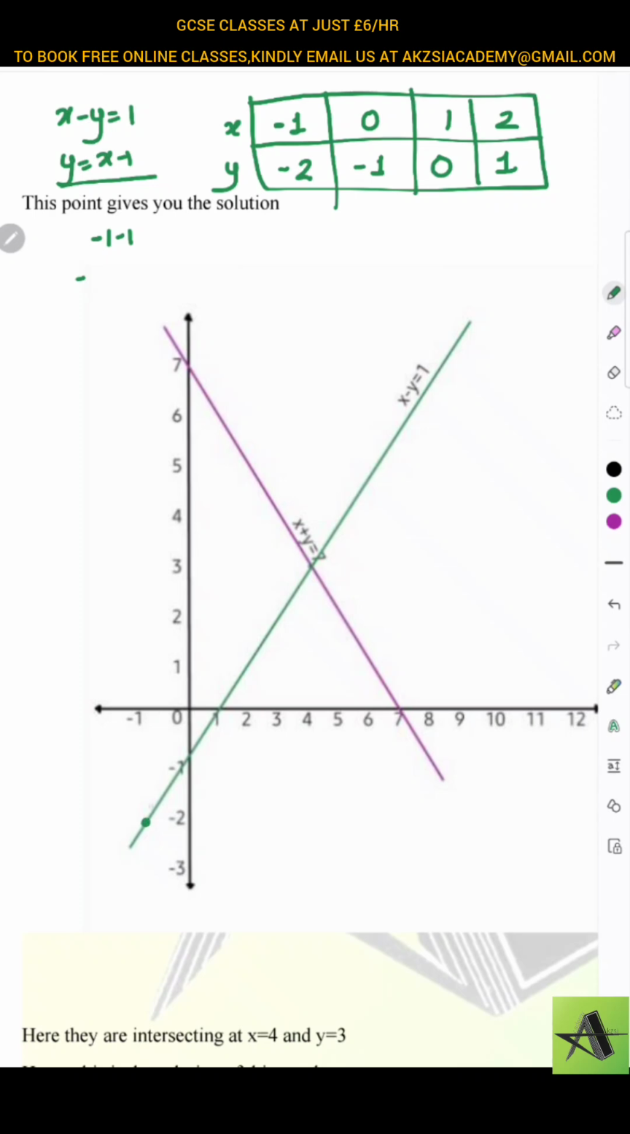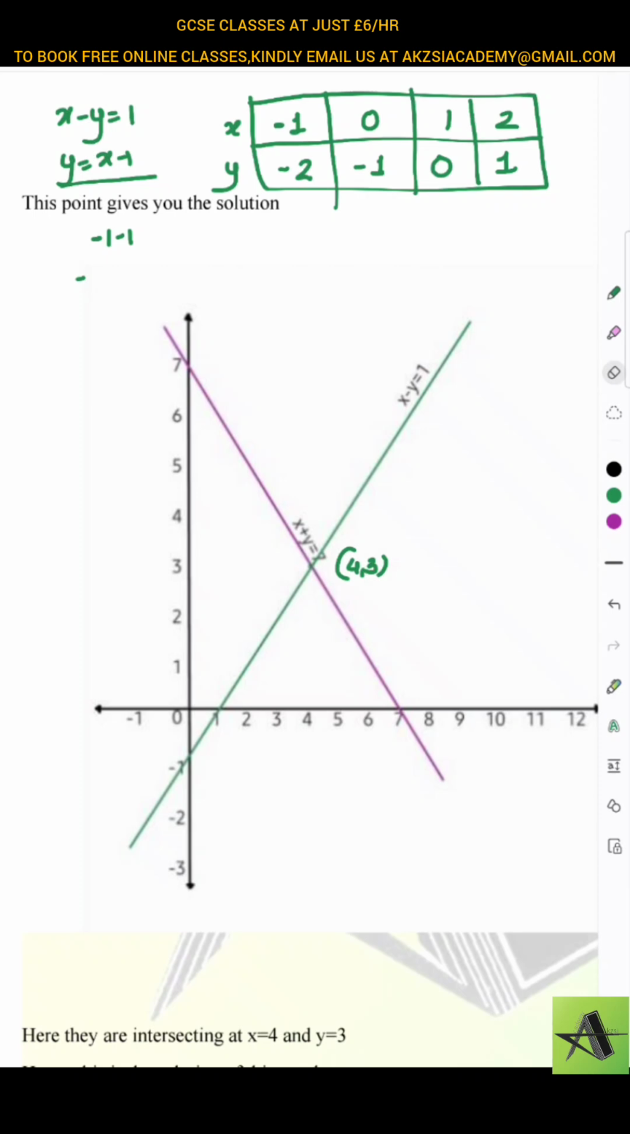So -1, -2 would be here. 0 and -1 here. 1 and 0 here. 2 and 1 would be here. And if I join all this and stretch it, I'll get a straight line which is in green color, I have already drawn. And they are intersecting at this point, which is 4, 3. So you can clearly see x is 4 and y is 3. So just by looking at the intersecting point, we can easily find the answer for this one.